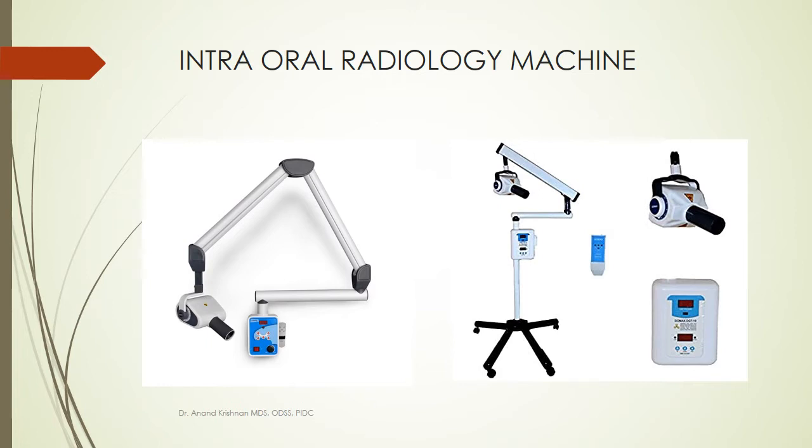Commercially, these intraoral radiology machines are available in two variants. One is your wall mounted, which you see on the left side, and another one is a mobile unit, which is fixed to a wheeled pole which can be moved around within your practice clinic. So these are the two variants.